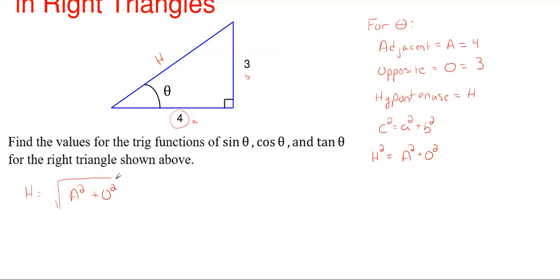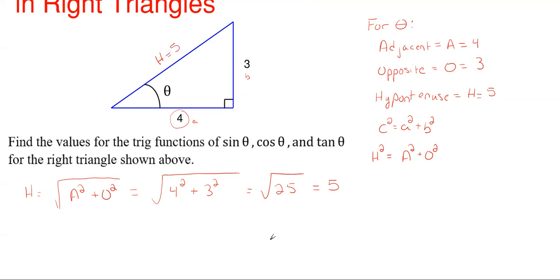Sorry, that square root did not need to be that long. So just filling in what we have, we have our adjacent side, which is 4 squared, plus our opposite side, which is 3 squared. So this gives us the square root of 25, because this is 16 plus 9, and that would actually give us 5. So our hypotenuse side is 5, which is this right here.